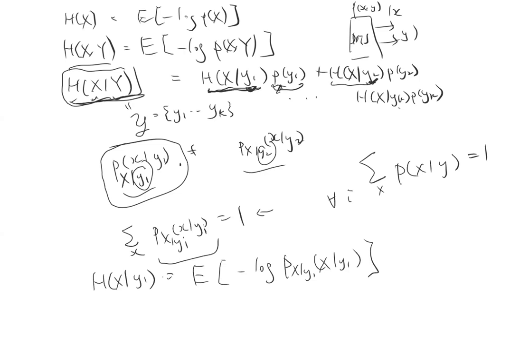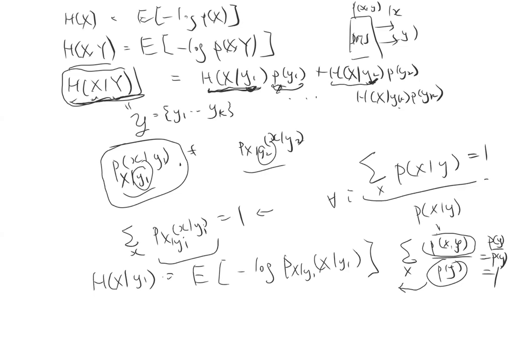Also you can think of it by Bayes' rule: what is p(x given y)? This is actually p(x,y) over p(y), right? And when you sum over x here, this y is just a constant with respect to x, so I can pull it out. For this p(x,y), summing over x will just marginalize to get me p(y). So when I sum over x here, it will just equal to one. Maybe one more step: this will be equal to p(y) over p(y), which is equal to one.